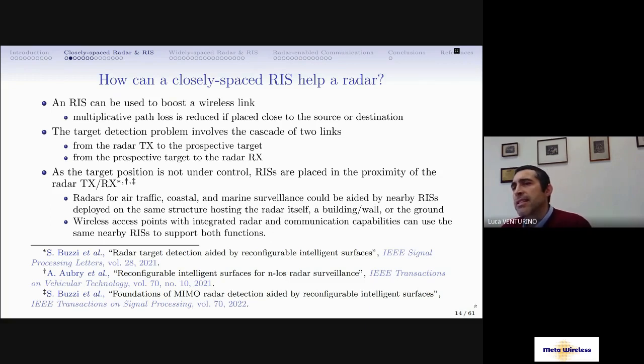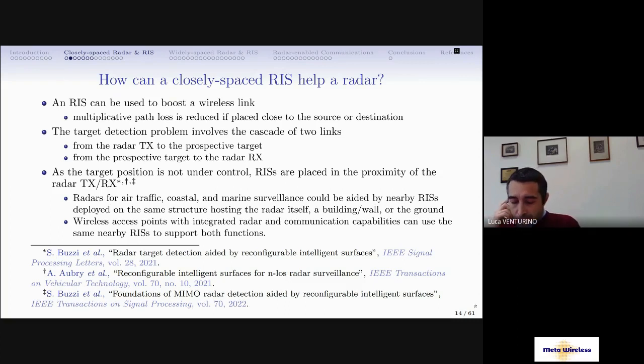So the idea is that existing radars, such as those which we employ for air traffic control, coastal control, or marine surveillance, can be aided by nearby RIS, which, for example, can be deployed on the same structure hosting the radar itself, or we can deploy them on a building or a wall which is nearby, or can be placed on the ground if our goal is actually to inspect the sky. So we can use an RIS placed on the ground as a mirror to point toward the sky.